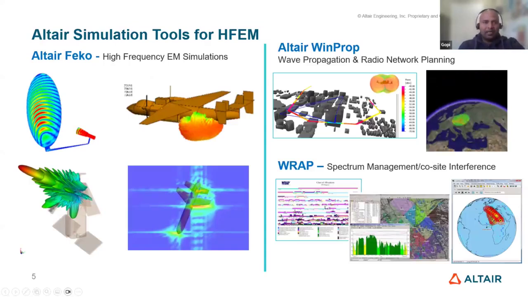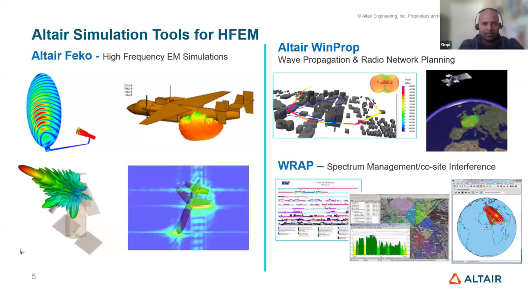Coming to the high-frequency electromagnetic simulation tools within Altair, there are a few of them. And Feko is, of course, the primary one. All the other ones fall under the broad umbrella of Feko, but they are also dedicated tools on their own. The other two are Altair WinProp as well as RAP. WinProp can be used for wireless coverage as well as network planning, meaning when you use Feko, you can design antennas or antenna arrays, right?